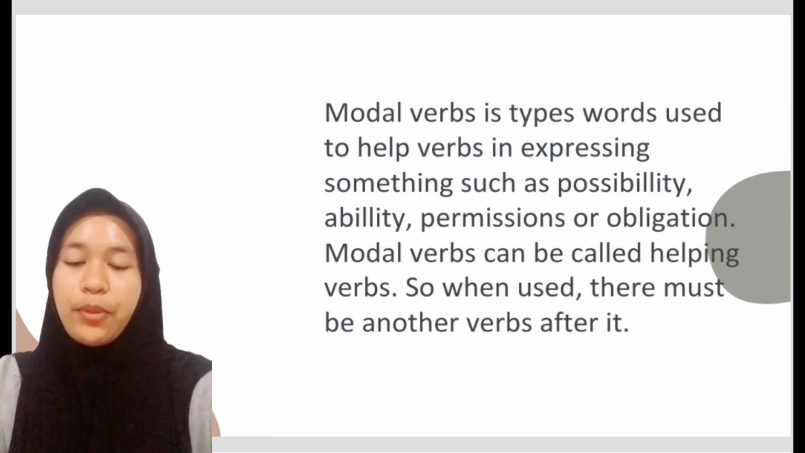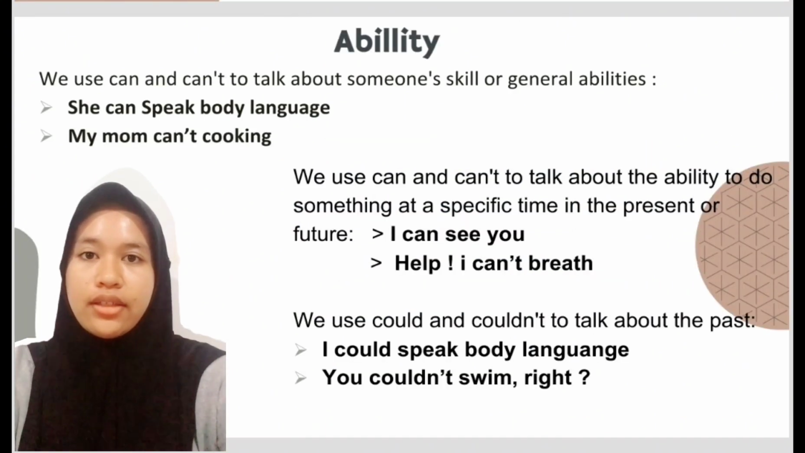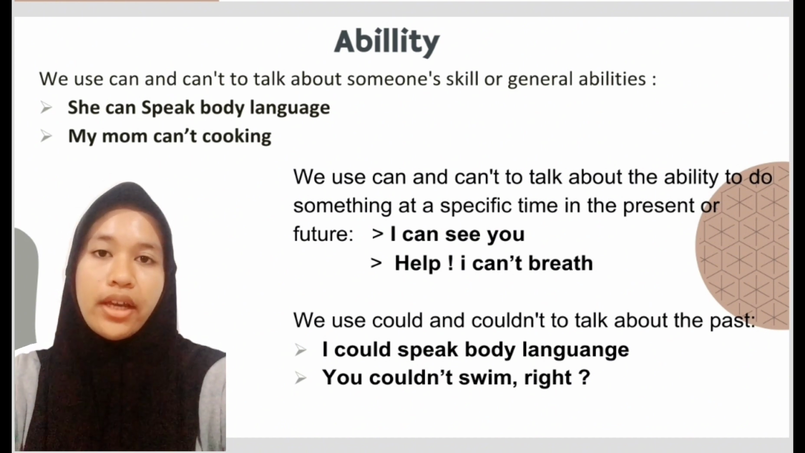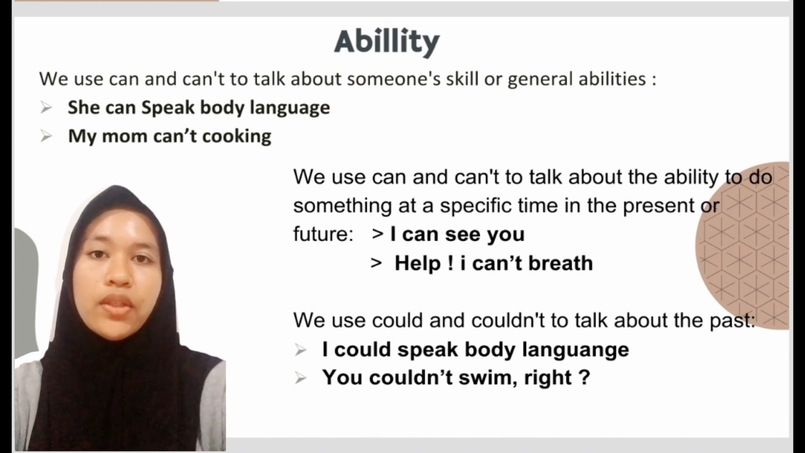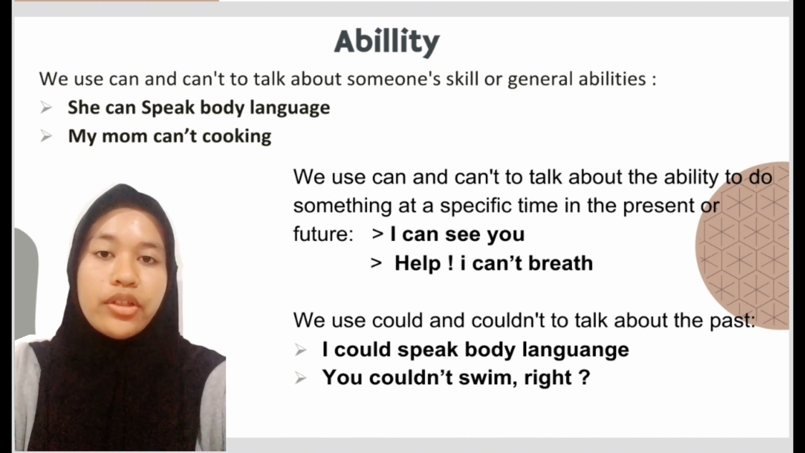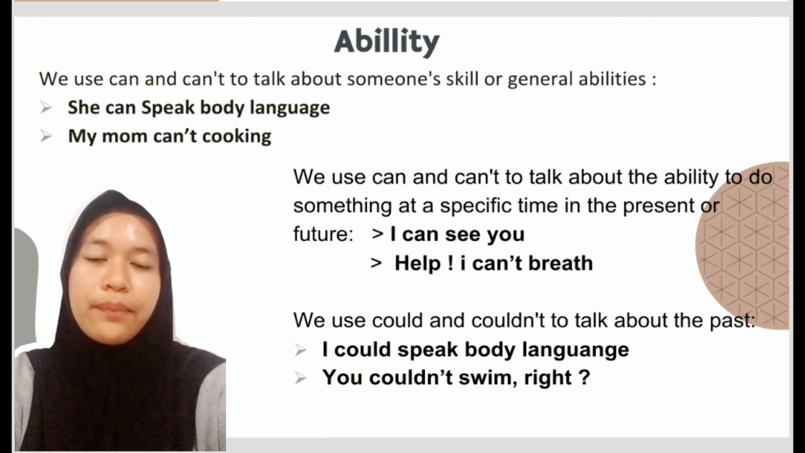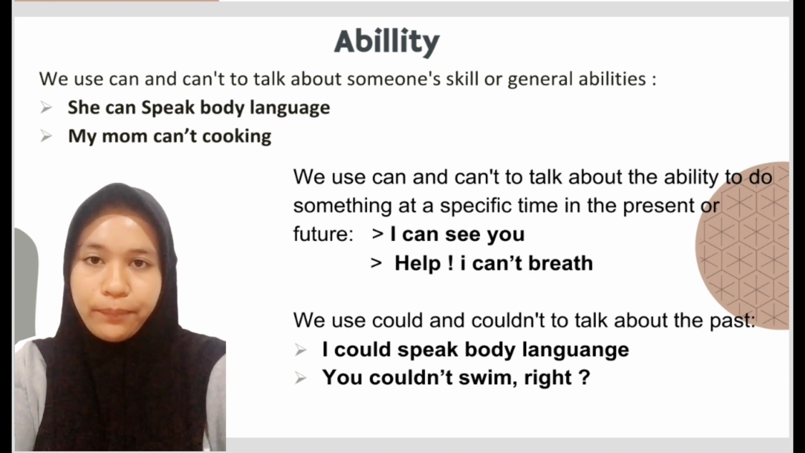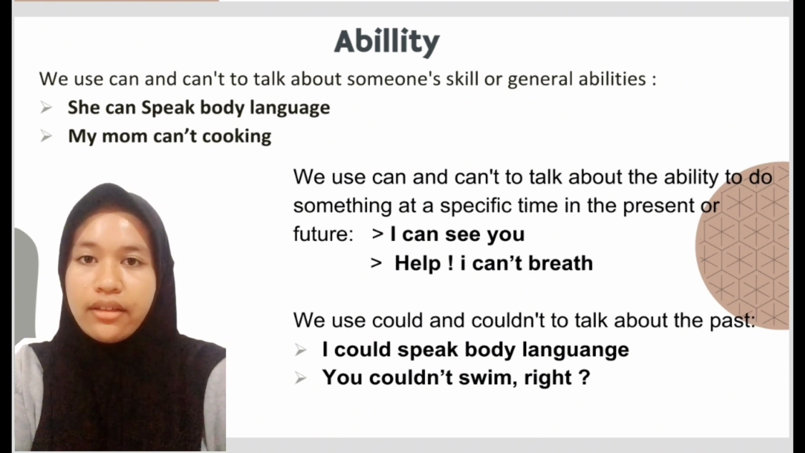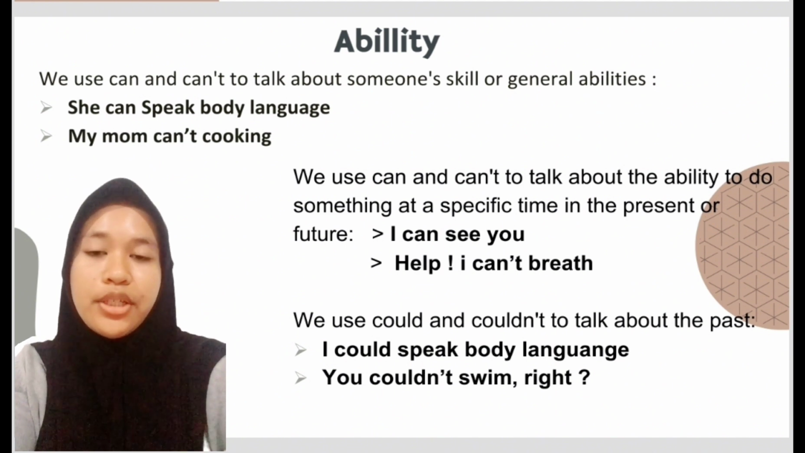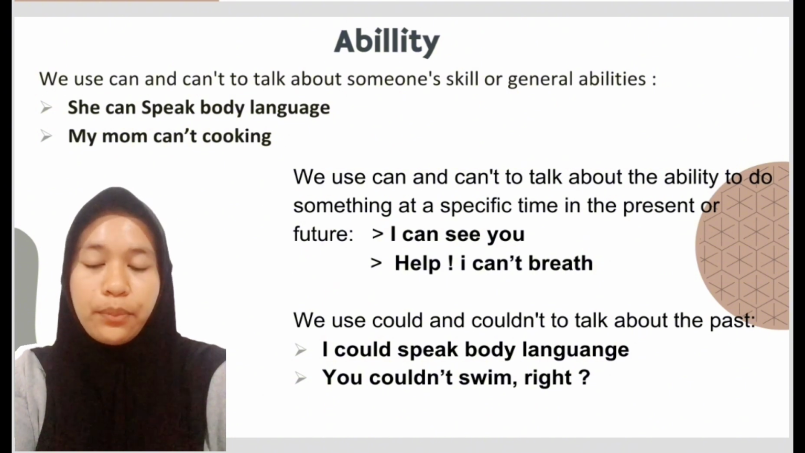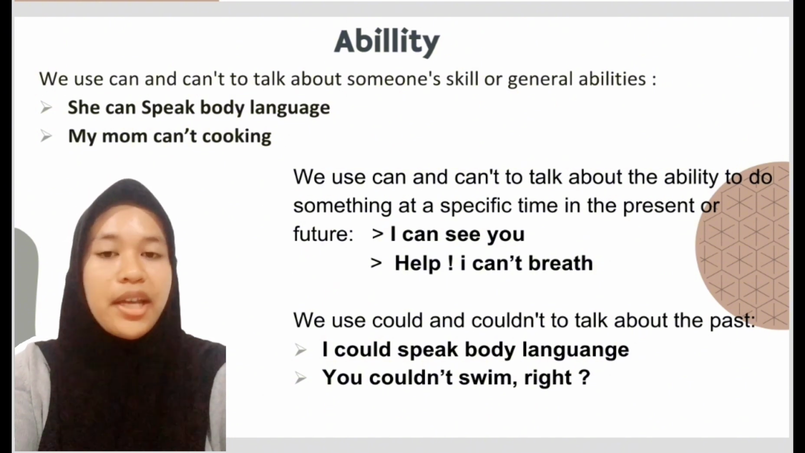The first is to express ability. The modal verbs for ability are can and can't, could and couldn't, and then could have. Can and can't are usually used to talk about someone's skill or general abilities. For example, she can speak body language, or my mom can't cook. Can and can't also talk about the ability to do something at a specific time in the present or future. Example, I can see you, or help, I can breathe.